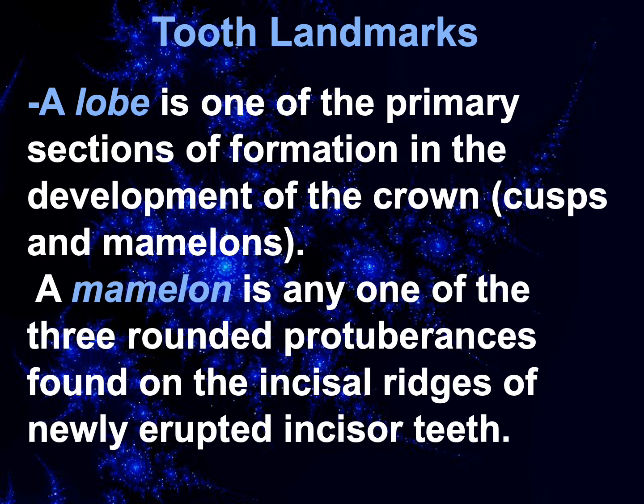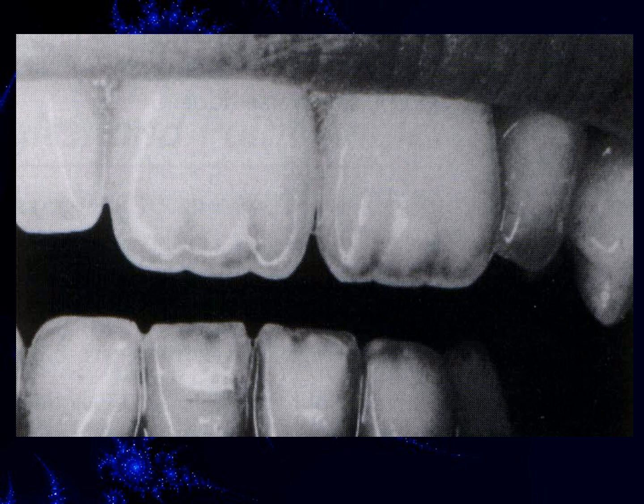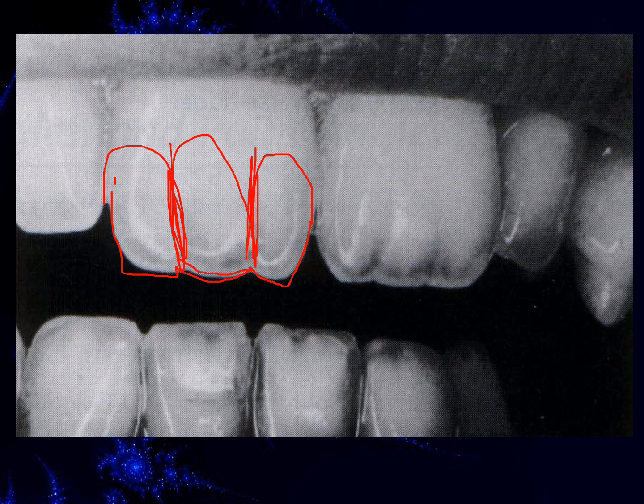A lobe is one of the primary sections of formation in the development of the crown, cusps and mamelons. A mamelon is any one of the three rounded protuberances found on the incisal ridges of newly erupted incisor teeth. As we can see here, these are mamelons, and they represent the 3 lobes that form the incisor. When they don't merge to the end, they form mamelons, and sometimes, as I have explained, marginal developmental grooves between them.